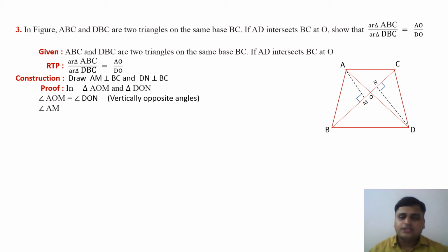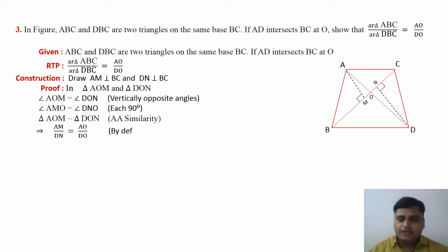After this, angle AMO is equal to angle DNO, each 90 degrees. So these two triangles become similar, that is triangle AOM is similar to triangle DON by angle similarity. And if triangles become similar, then their corresponding side ratios are in proportion, that is AM by DN is equal to AO by DO by definition of similarity. That's why I've written definition of similarity. Everywhere I'm writing definition of similarity, because if triangles become similar, their corresponding side ratios are in proportion.